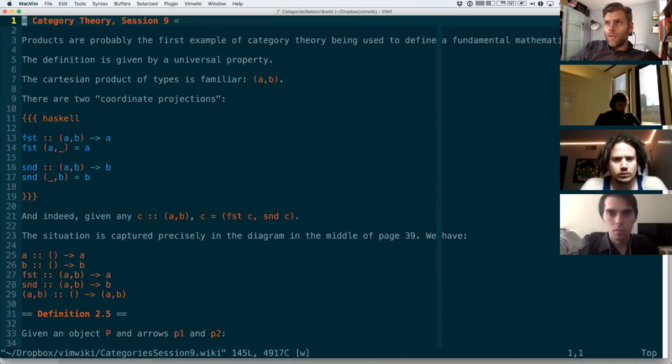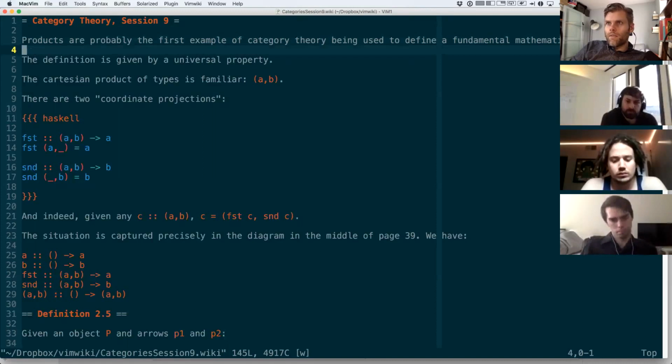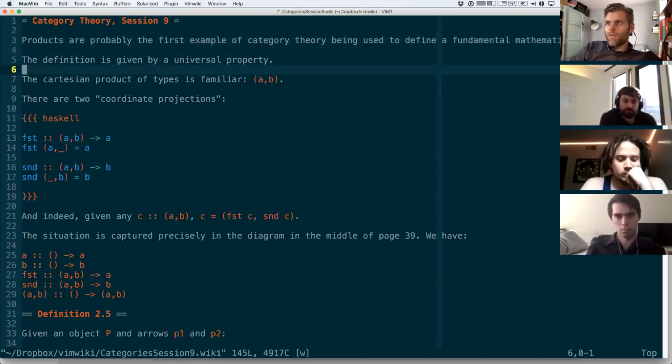Okay, so Awodey says that products are probably the first example of category theory being used to define a fundamental mathematical notion. Products are a fundamental mathematical notion that comes up in all kinds of mathematics, and it's the earliest example of being able to define such a notion purely in terms of category theory. And this definition in category theory is given in terms of a universal property, or a UMP, a universal mapping property, as he calls it.